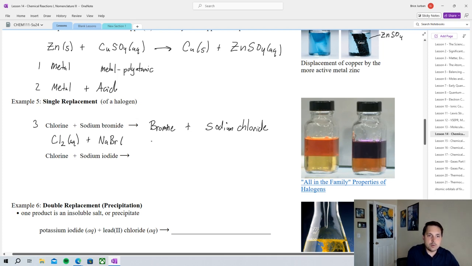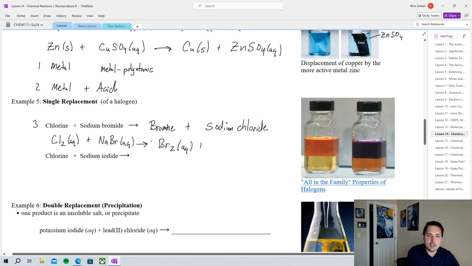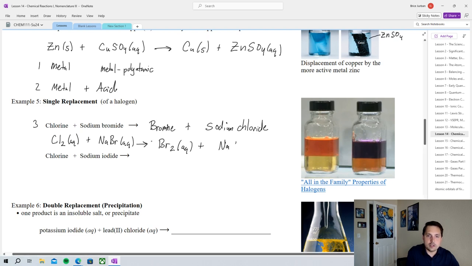And then we'll have sodium bromide. This will be a very weak solution. And we'll end up getting bromine, which is Br2. It's again another diatomic. And all of these are going to stay aqueous, and we can see the difference here in the colors. Okay, what is this one? Sodium chloride. Oh, yes, NaCl. Okay.